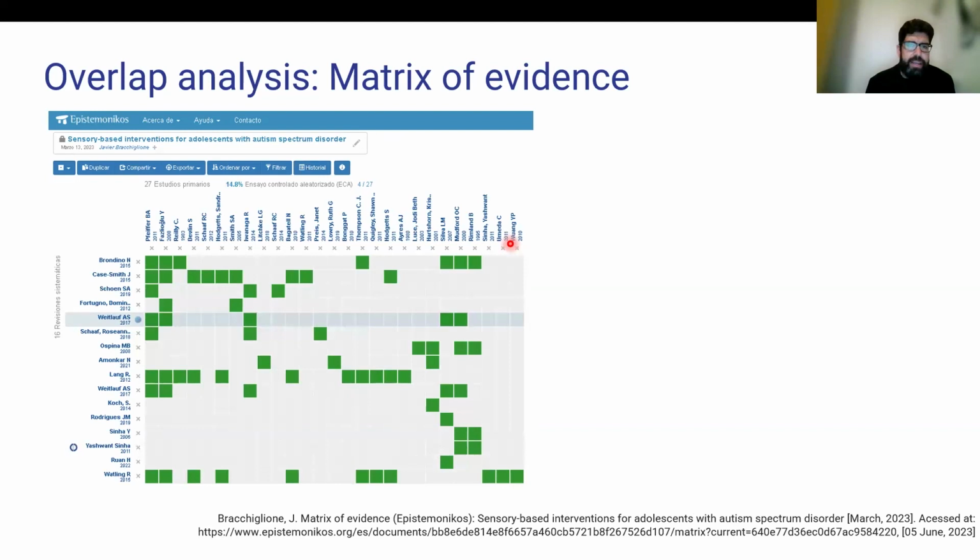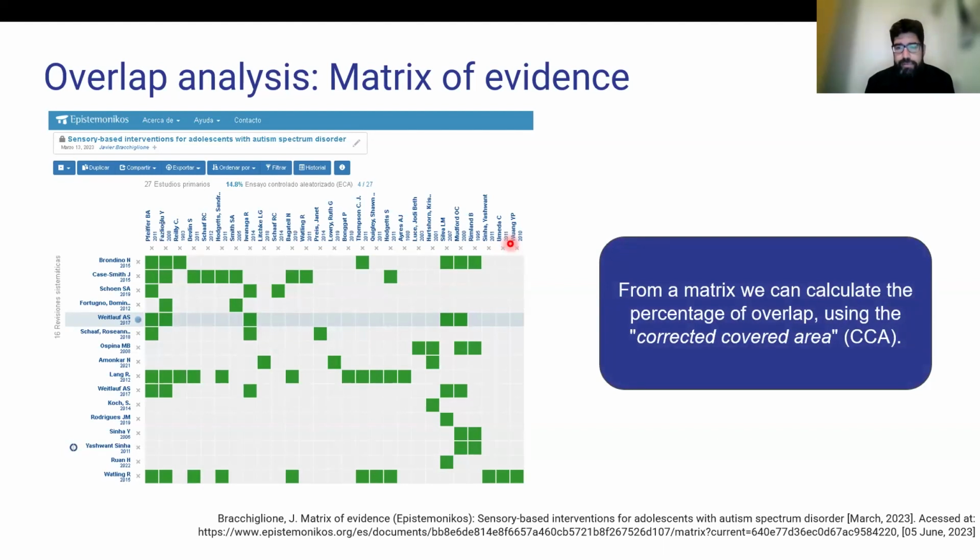What happens if we have a scenario like this? Which one is the most comprehensive systematic review is quite difficult to see. Which one provides no unique data is also quite difficult to see. So in this case, from a matrix of evidence, we can do a calculation called the corrected covered area that provides us a percentage of overlap.